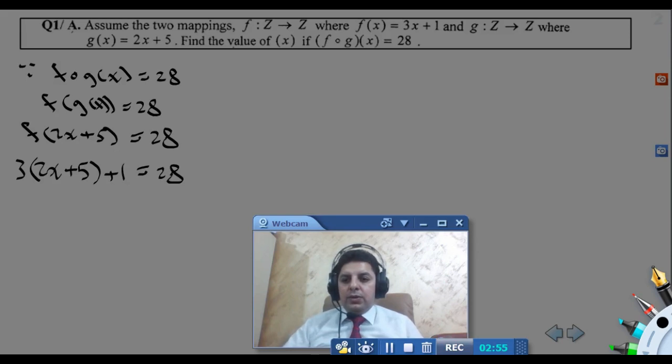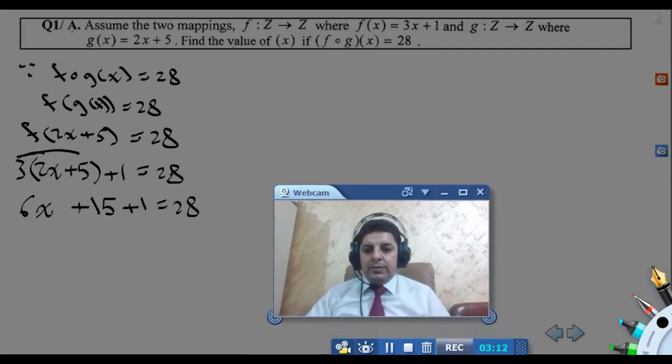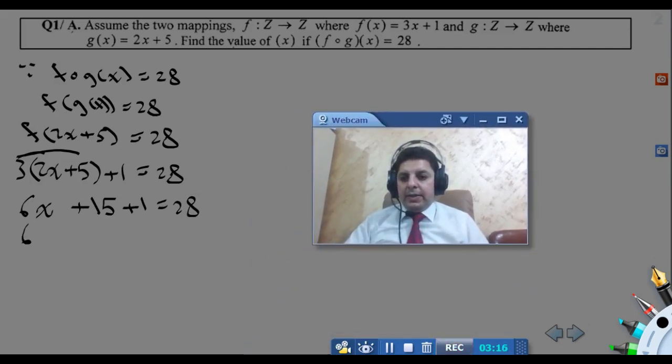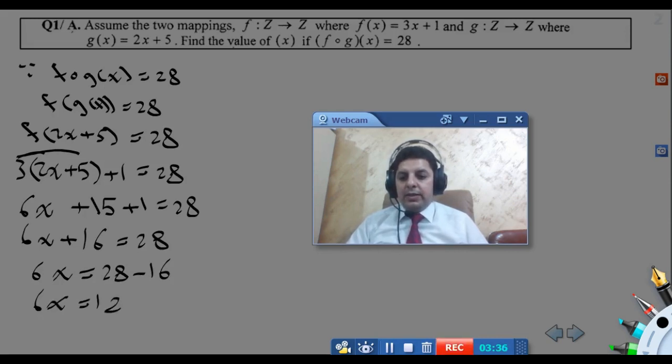We are going to solve the equation by using the distributive property. 3 times 2x is 6x, plus 3 times 5 is 15, plus 1 equals 28. So 6x plus 16 equals 28. 6x equals 28 minus 16 by using the additive inverse. 6x equals 12. Divide both sides by 6: 6x divided by 6 equals 12 divided by 6, so that is the value of x.